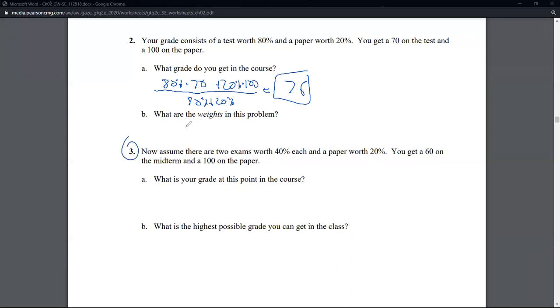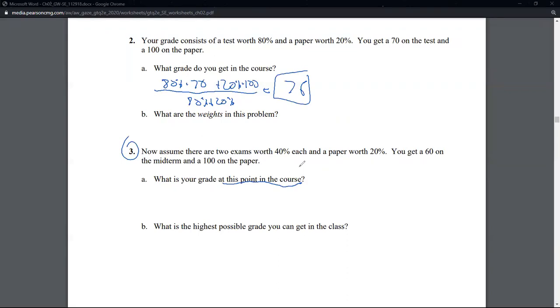Now we're in question 3. Assume there are 2 exams worth 40% each and a paper worth 20%. I just wanted that completed for while we're working on 3. You get a 60 on the midterm and 100 on the paper. What is your grade at this point in the course?